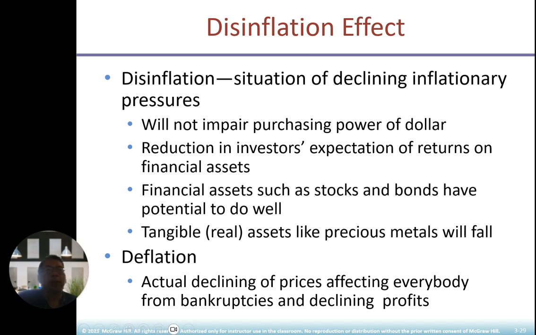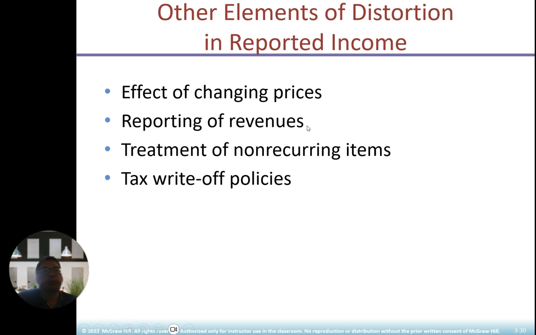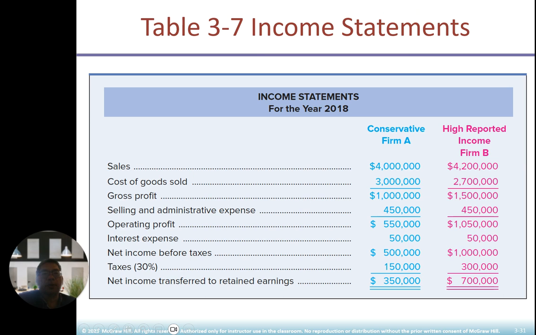Instead of profit going higher, it's going to be lower. That's the idea. What are the elements of this report's income, which affect the change of prices, reporting of revenue, statement of non-recurring items, tax write-off policies? So the income statement will be conservative in A and highly aggressive in B. Take a good example with two comparisons: one is 350, the other is 700, high income. So make sure, guys.